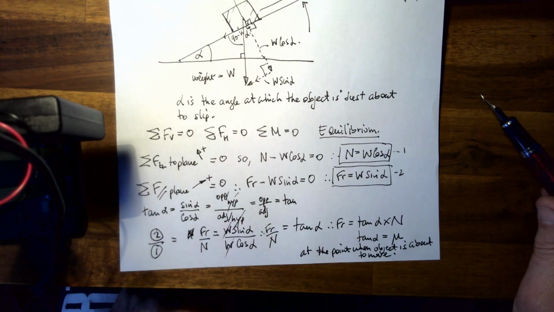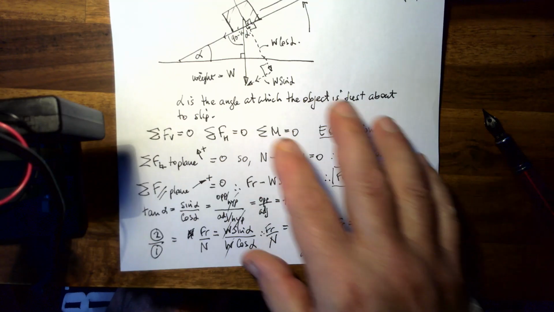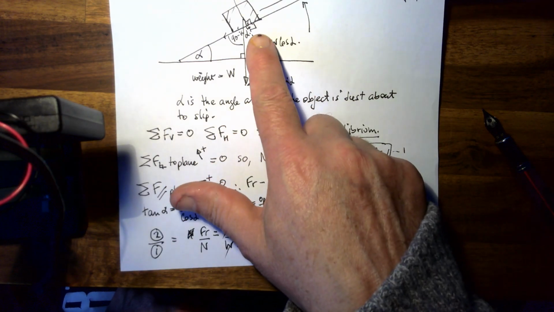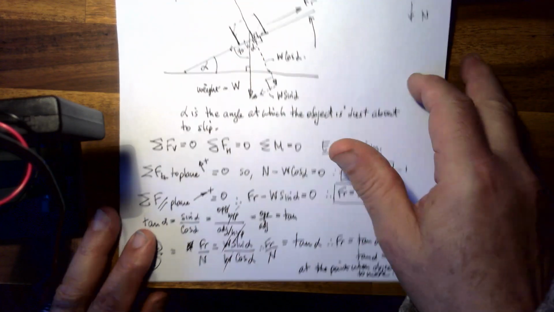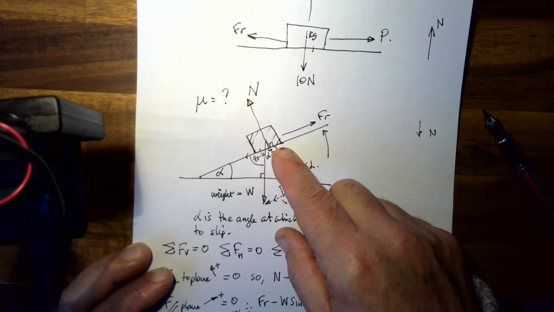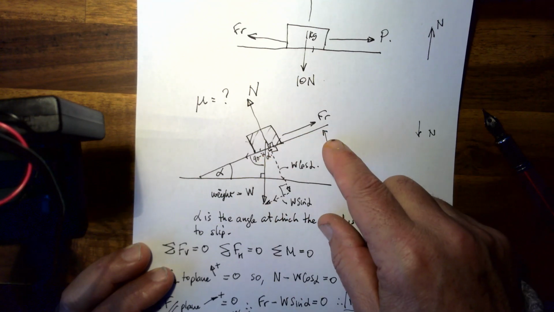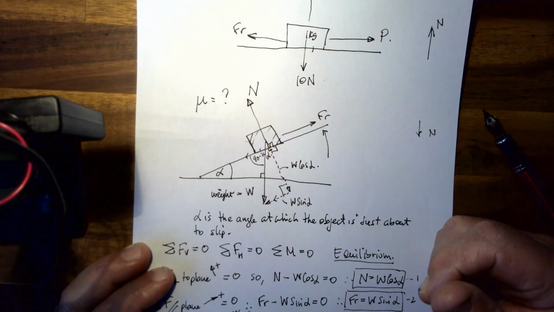So have a think about that, and that will tell you exactly how to solve any problem when you want to know if an object is going to move. All you need to know is the mass, you need to know the coefficient of friction, and then you can determine what the slope will be before the object starts to slip. That's very handy to know.